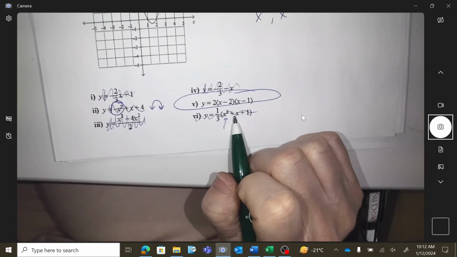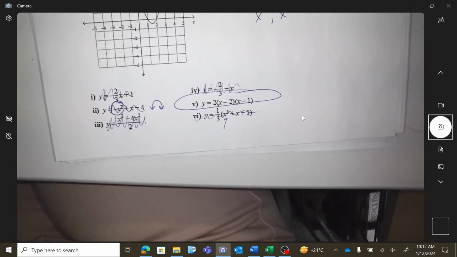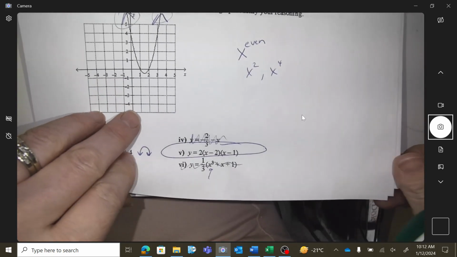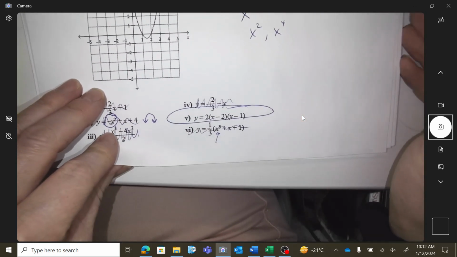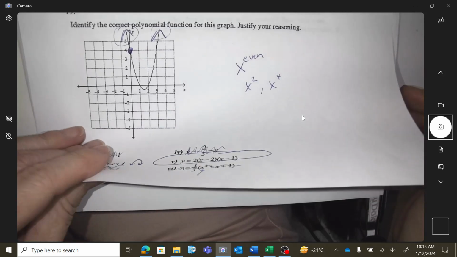Did this one trick you because you don't see x squared in it? But why don't you see an x squared in it? You would have to FOIL it, and then you would see an x squared once you FOIL it, right? What else should you see? You should see a y-intercept of 4 in that as well.